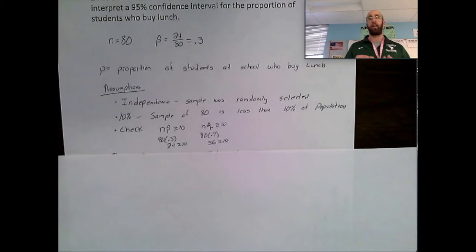The next thing I'm going to do is go through the assumptions, because without these assumptions, this whole problem essentially falls apart. For proportion problems, our 3 assumptions are independence, 10%, and we're going to be checking np and nq are greater than or equal to 10.